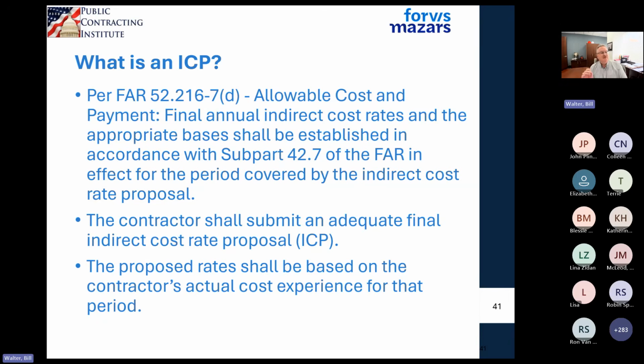And if you provisionally billed rates that are lower than your actuals, if there's funding available on the contract, you can true up your billings and you can collect a little bit more cash.